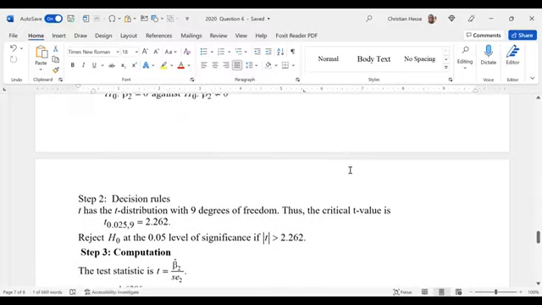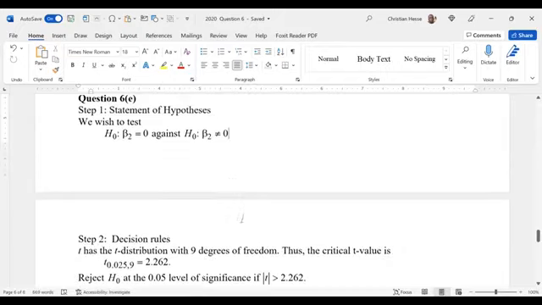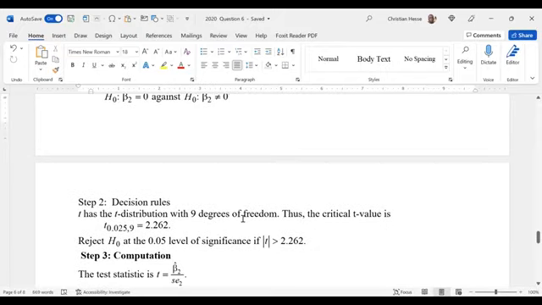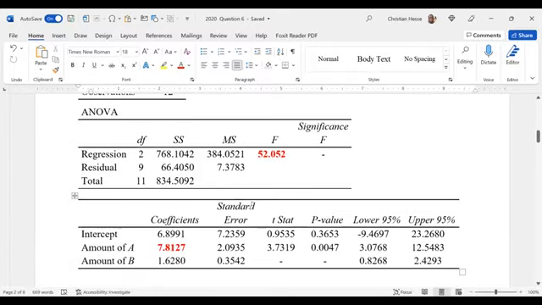So where are we? Step one is the statement of hypothesis, which is beta 2 equal to 0 against beta 2 not equal to 0. Are we okay? So what is the decision rule? Here we are using the t-test statistic. So what will be our degrees of freedom? You go to the table. The degrees of freedom of the error term is the degrees of freedom we are going to use for the t-test. What's the degrees of freedom for the residual? The degrees of freedom for the residual is 9.